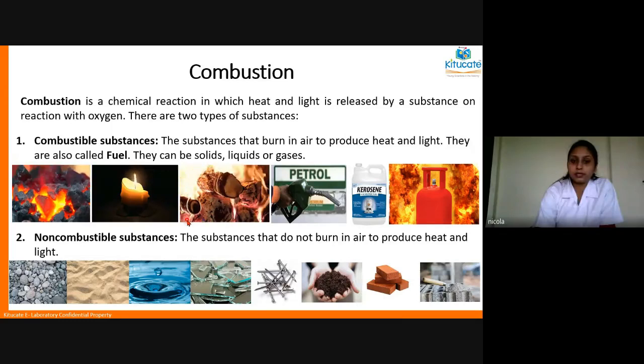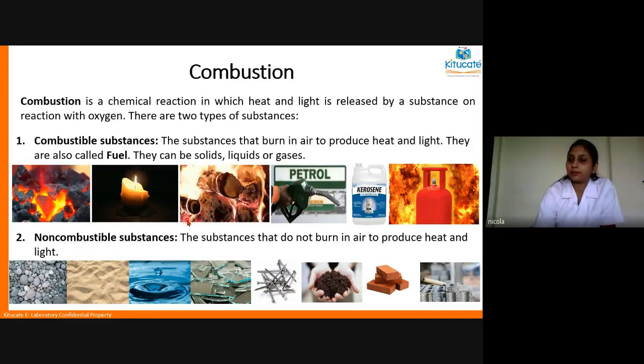Think about petrol. Petrol does not give us light, but it gives us heat, and because of that heat, we are able to drive the vehicles. Kerosene also gives us heat as well as light. What about LPG? It gives us heat and light both. So these are all chemical processes. When a substance reacts with oxygen, it produces heat and light, or only heat. These kinds of substances are called combustible substances.